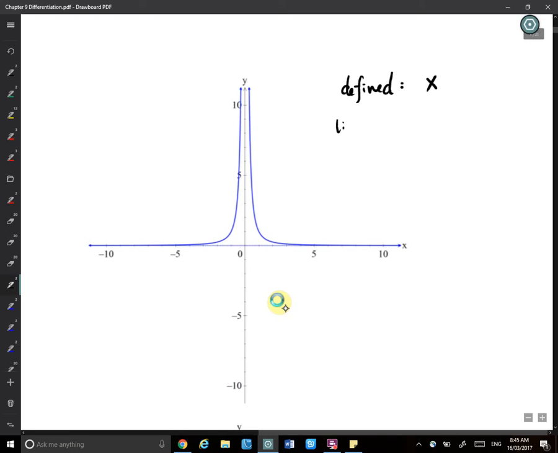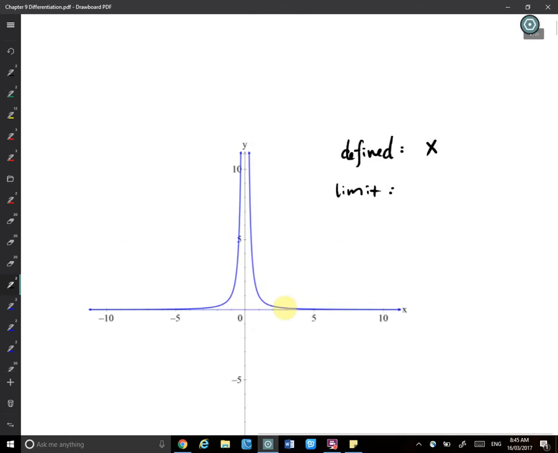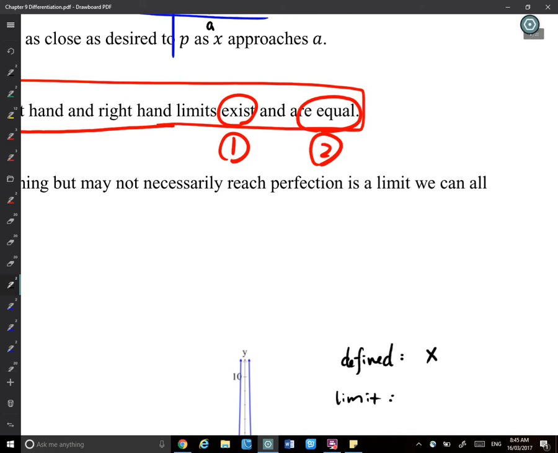Okay, think about the limit. Do you think the limit exists? No. Why does the limit not exist? Which one is not satisfied? Not satisfied 1 or not satisfied 2? Okay. I need both for the limit to exist.